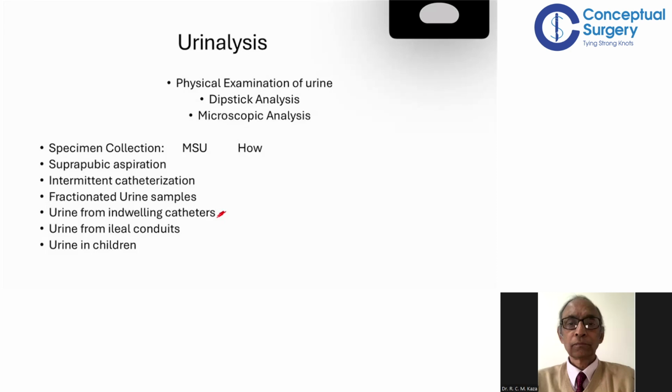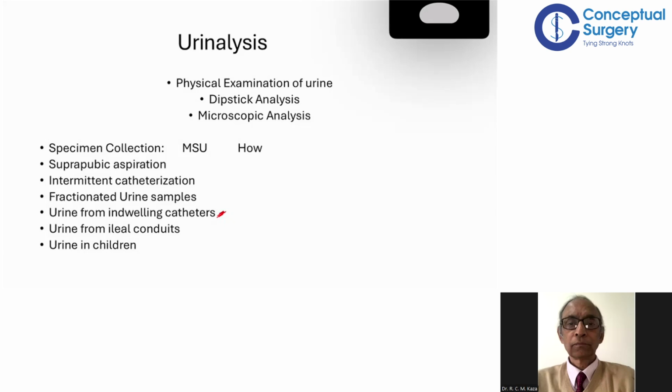Now, supposing for whatever reason you are unable to collect the sample in any way, then you have the option of doing an intermittent catheterization. This is something which quite often can happen in children because it's very difficult. They may not have an indwelling catheter, and they obviously will not listen to your instructions regarding voiding. So in such a situation, you will have to choose intermittent catheterization and collect a sample.